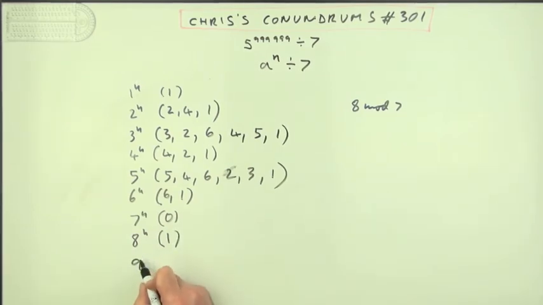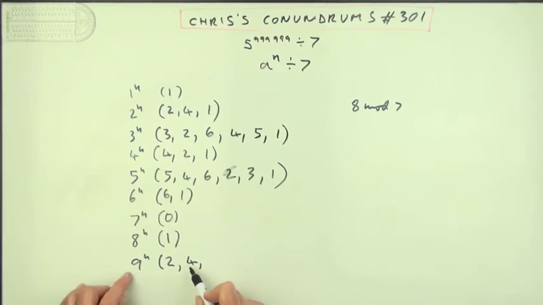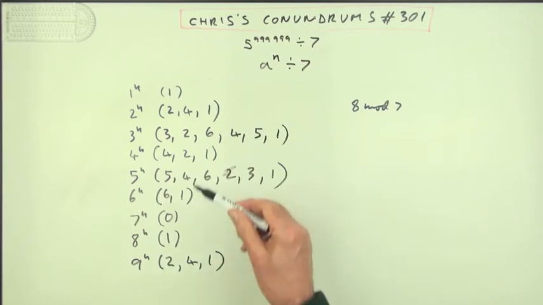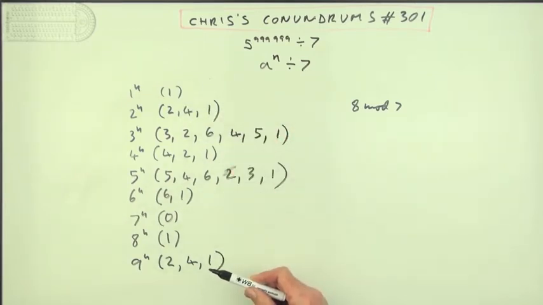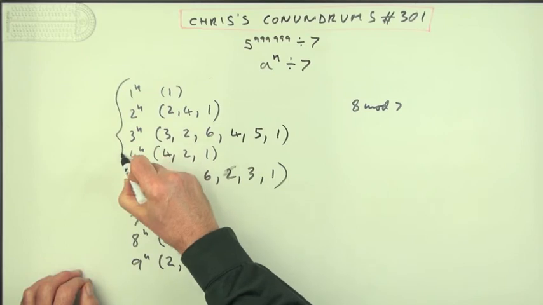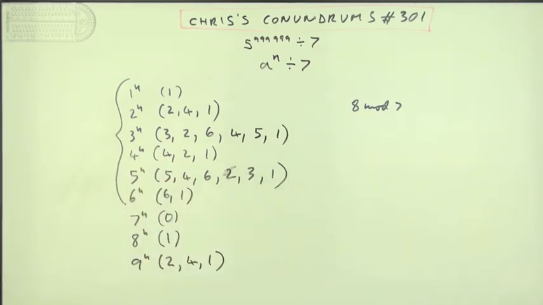9 to the n, well 9 taking modulo 7 would be a remainder 2. Times 9 is 18, that's 4 more. 9 times 9 times 4 is 36, that's 1 more, and that's it stopped. And you've probably noticed that this pattern is just repeating again. Again there's a block of 6 here. But why are these the same as that?